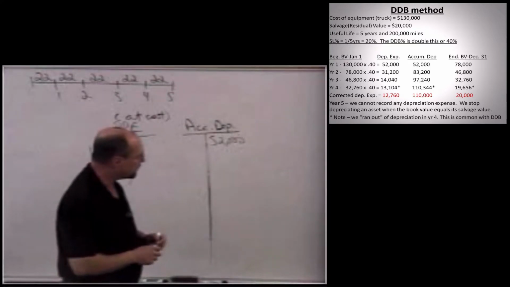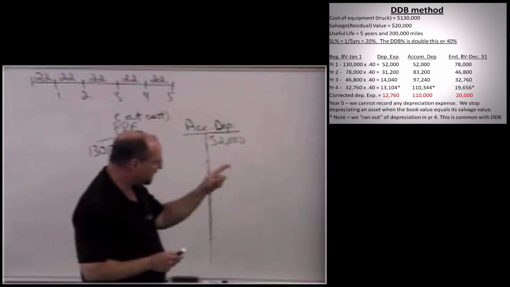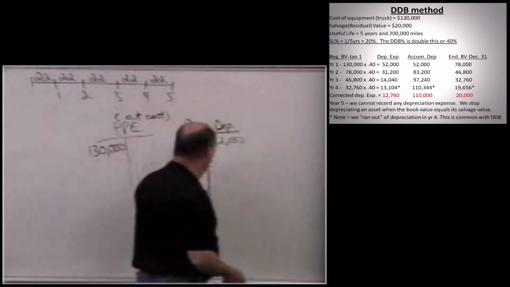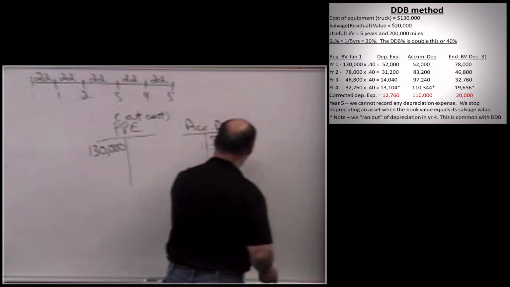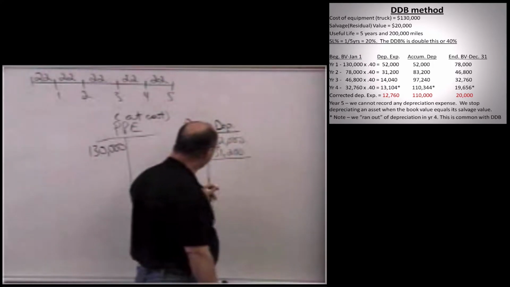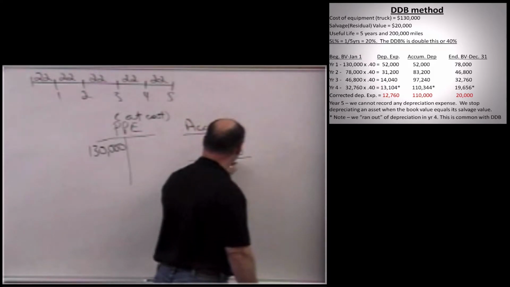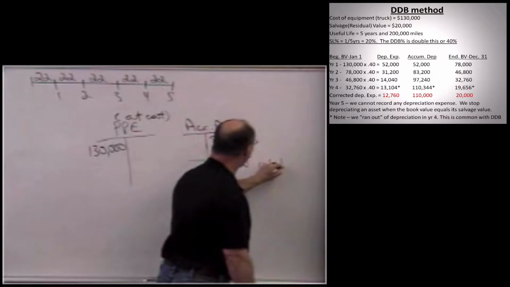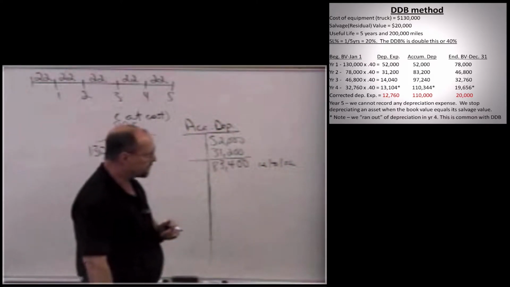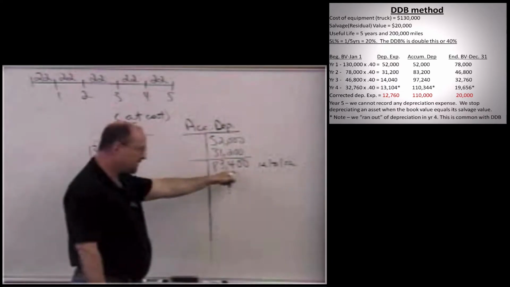And there it is on the schedule, 78,000. I'm going to take 40% of that number, 78,000 times 40, and my depreciation expense in year two is 31,200. Debit depreciation expense, credit accumulated, 31,200. Accumulated depreciation in the general ledger now has a balance of 83,400, and my book value at the end of year two, December 31st, is 46,800, 130 minus 83,400.